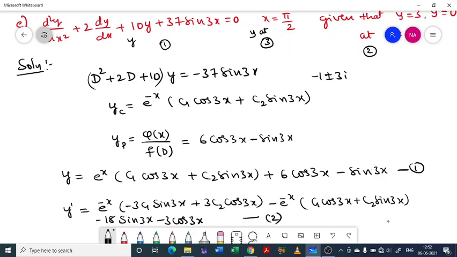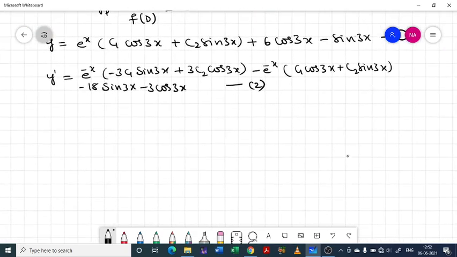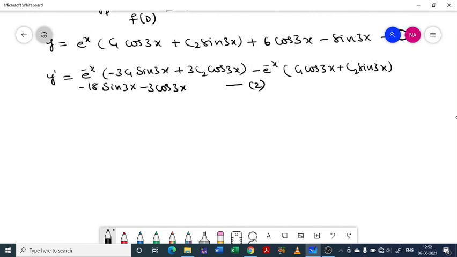Okay. Now, using the given conditions, we can determine C1 and C2. You can check that you will get C1 to be minus 3 and C2 to be 0. First you use y equal to 3 when x equal to 0. That gives you C1 equal to minus 3. Then using the second condition you get C2 to be 0.